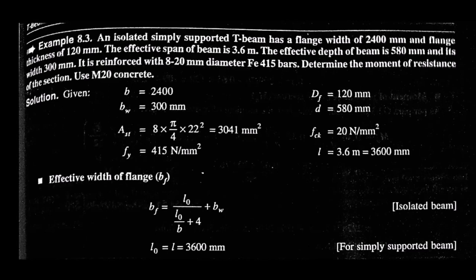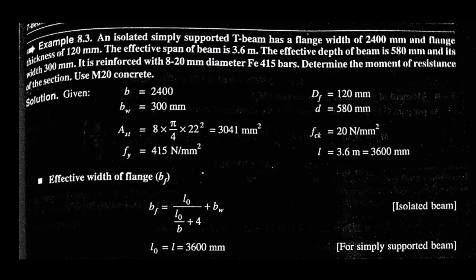Let's read out the problem first. An isolated simply supported T-beam has a flange width of 2400 mm and flange thickness of 120 mm. The effective span of the beam is 3.6 meter. The effective depth of the beam is 580 mm and its width is 300 mm. It is reinforced with 8 numbers of 22 mm diameter bars. There is a printing mistake, the bar diameter will be 22, and the grade of steel is Fe415. Now determine the moment of resistance of the section, use M20 grade of concrete.